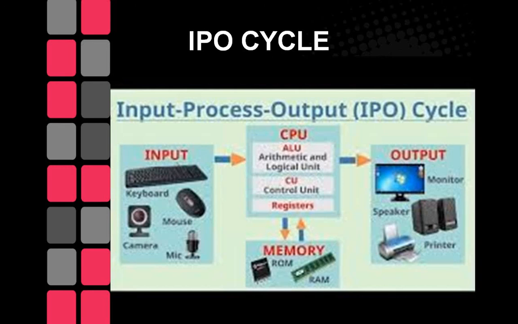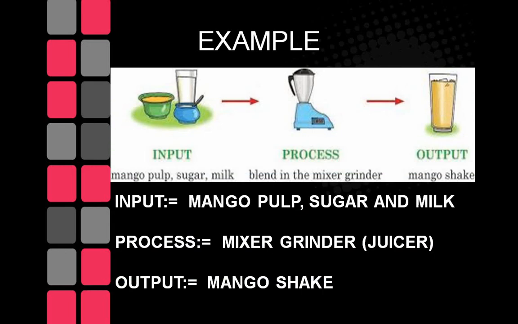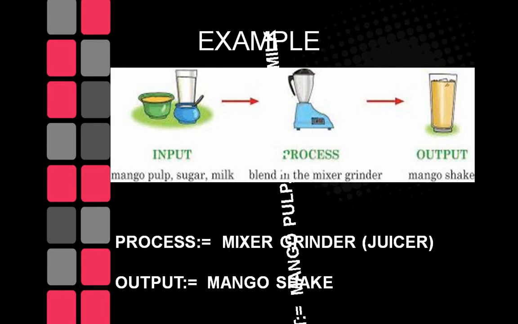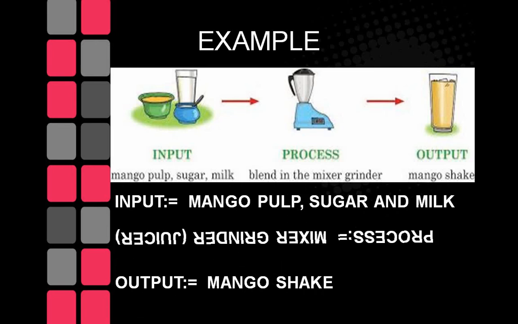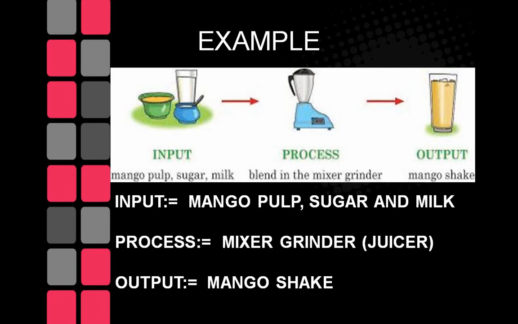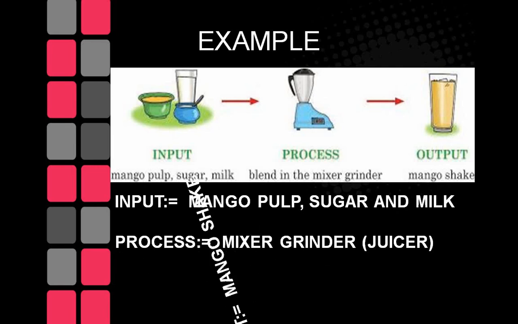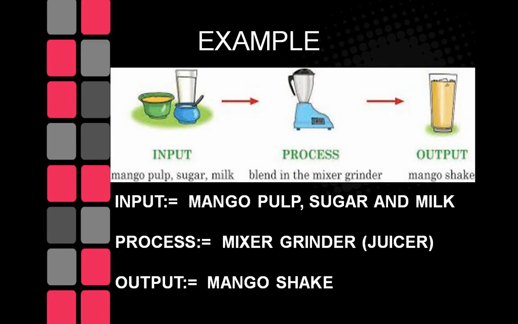Let's proceed further. One of our daily life examples of IPO cycle is if you are using mango pulp, sugar and milk as input, then mixer grinder or juicer will act as a processing unit and the output you get will be a mango shake. Okay students, now I think that IPO cycle is very much clear to you all.